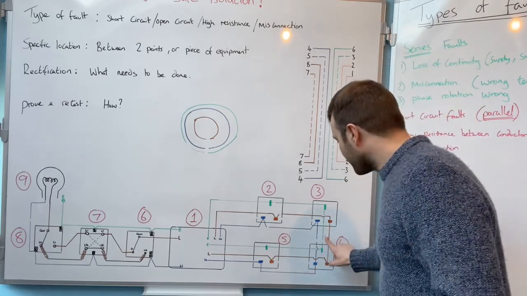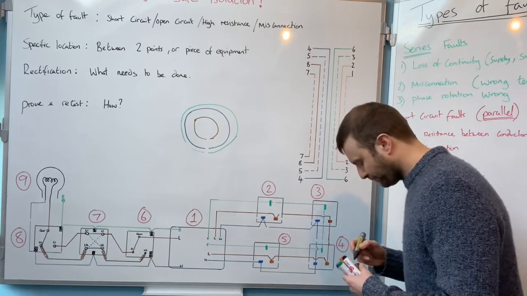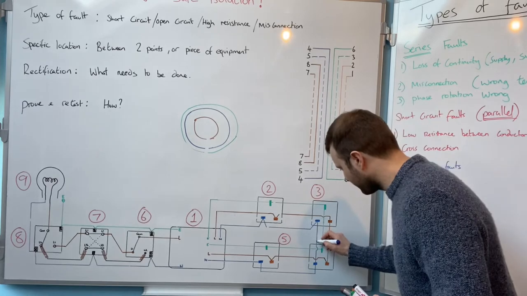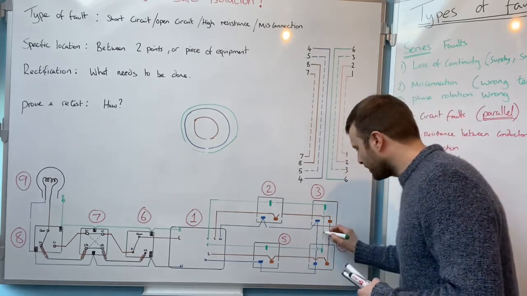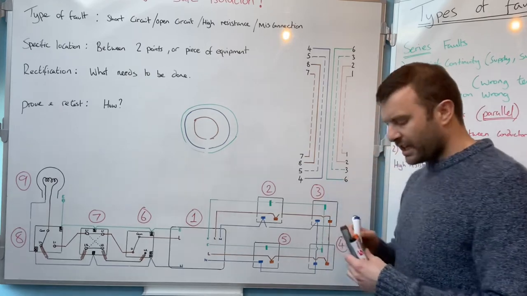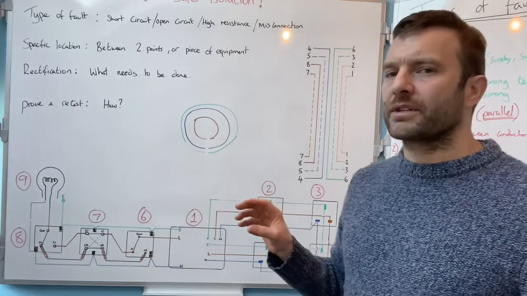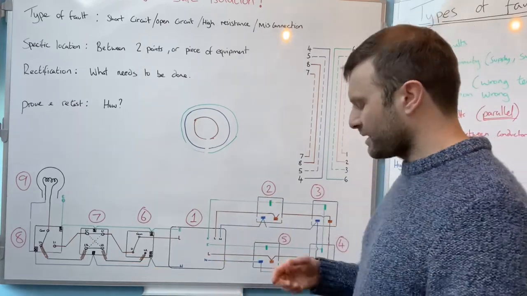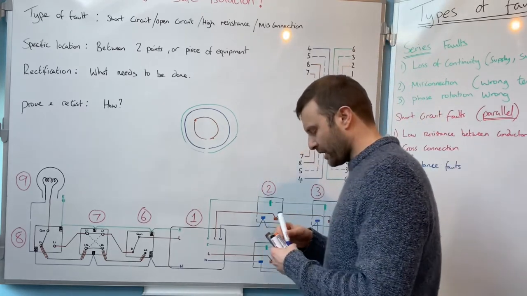If it was a misconnection, so let's put that into a real life situation. Let me just draw this back in for clarity. If we were talking about a real life situation where the circuit is fine, it doesn't trip out until somebody plugs something in, at which point it then trips out. Well, that says to me that we've got a fault at a socket, okay?